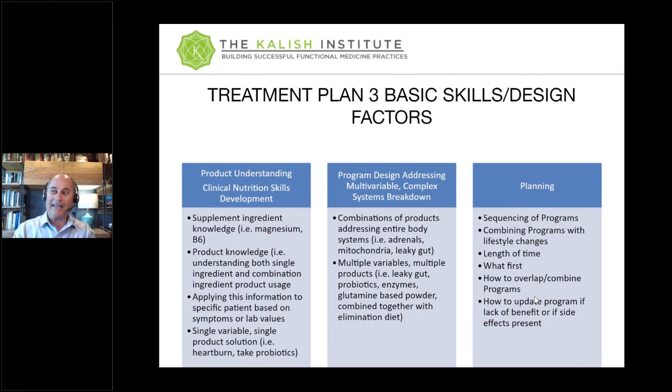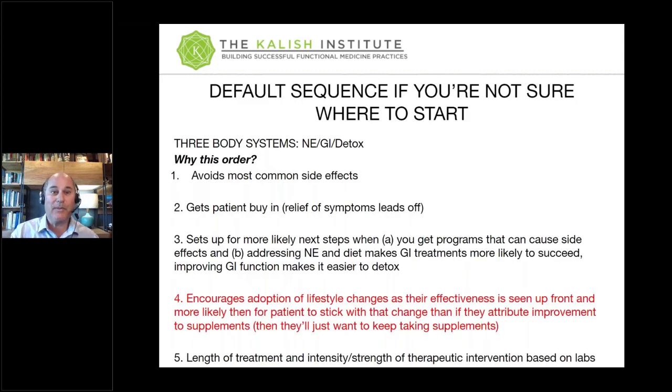So I would ask Timmons, can I do the H. pylori and Giardia program at the same time? He'd be like, no. And then I would just go out and do it. And then it wouldn't work. I'd be like, oh, well, maybe he was right about that one. So now, 3 body systems: neuroendocrine, GI, and detox.